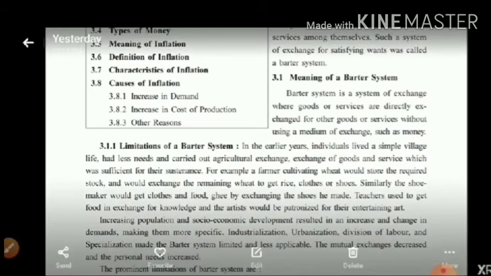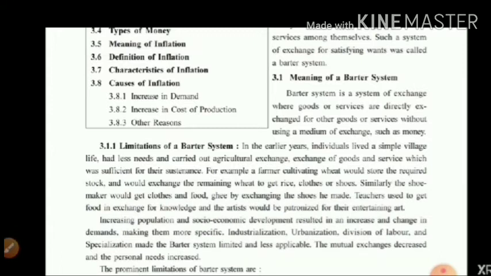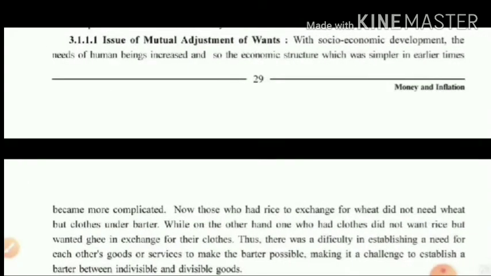So this is all about the concept and why there is less feasibility of the barter system. So moving ahead, we will move towards the limitations in detail. There are mainly 3 limitations of the barter system. Among them, the first one is the issue of mutual adjustment of wants. In the barter system, there is a problem of mutual adjustment of wants.